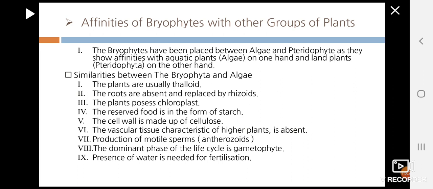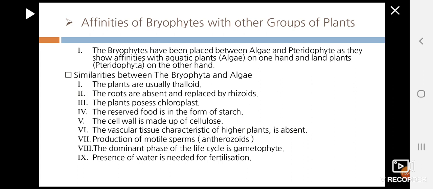Now, the affinities of bryophytes with other groups of plants. You see that bryophytes have been placed between algae and pteridophytes, as they show affinities with aquatic plants like algae on one hand and with the land plants, that is pteridophytes, on the other hand.